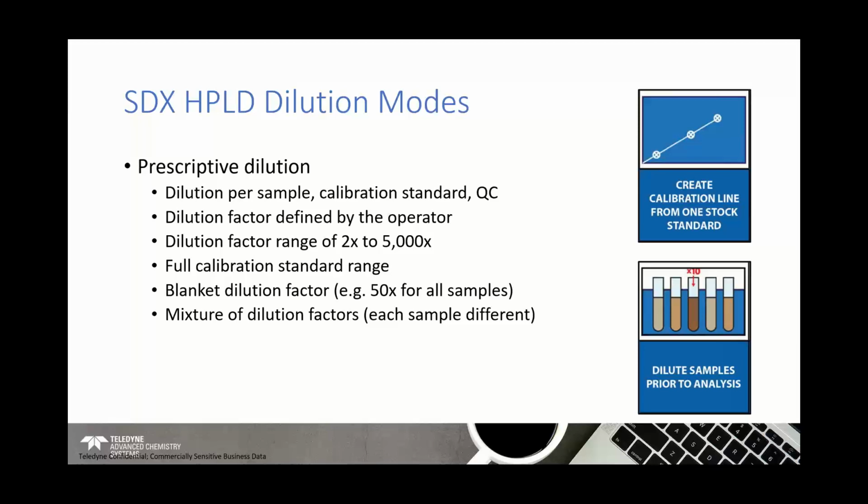We can then, for our unknown samples, if it's a relatively straightforward analytical process, use a blanket dilution factor for all of our samples, for example a 50-fold dilution factor for all of our samples, if that would be appropriate. But if it's a different kind of analysis, we might need a mixture of dilution factors for different samples as part of our batch. Some of our samples might need a 50-fold dilution, others might need a 200-fold dilution. But you can apply these different dilution factors to each individual sample if you wanted to.